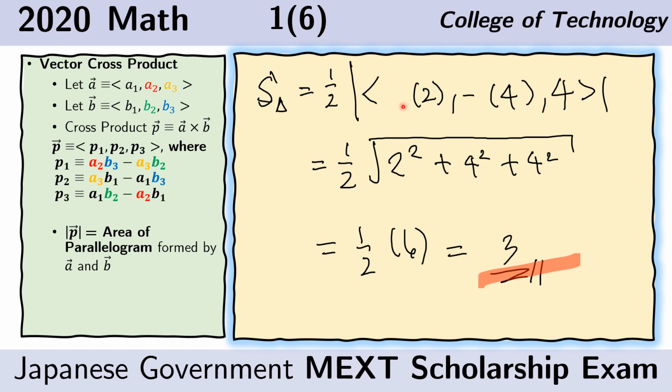Now the absolute value signs here indicate that we need to get the magnitude of this vector, the cross product. And so the magnitude is just the square root of the sum of the squares of each of these components. And so we obtain this, and finally this one reduces to this, which gives us this.